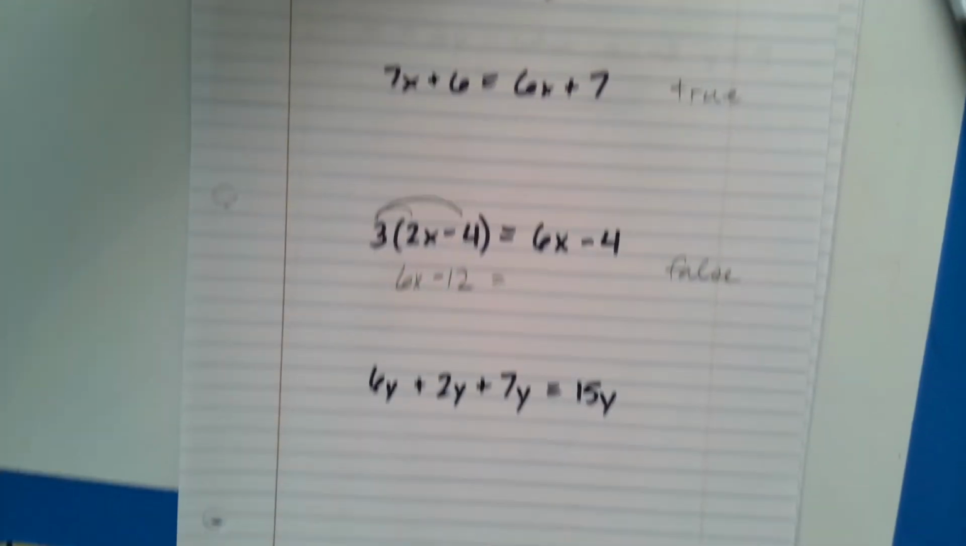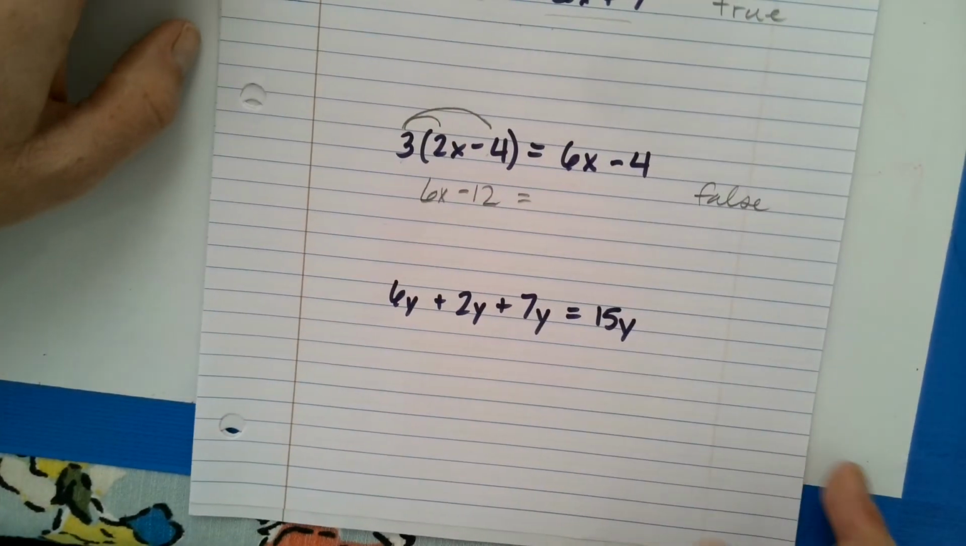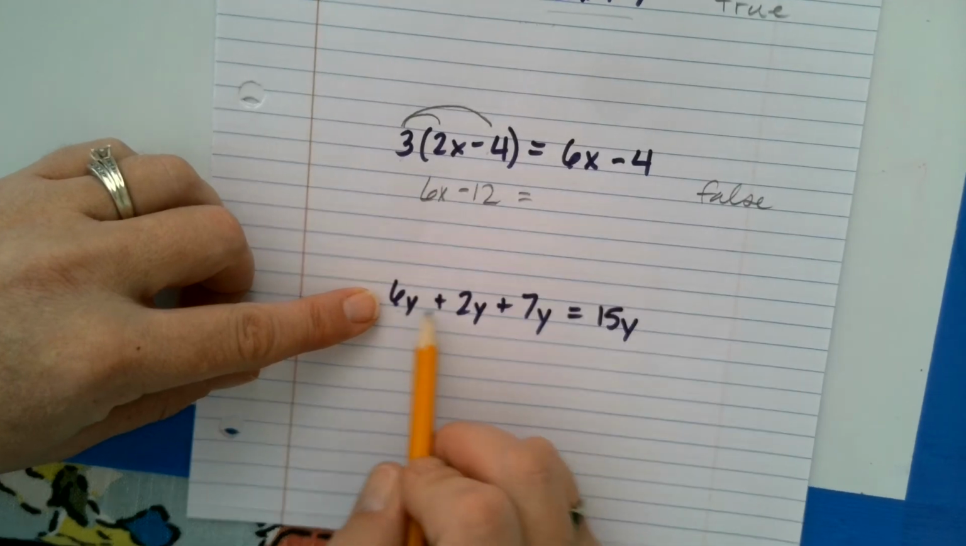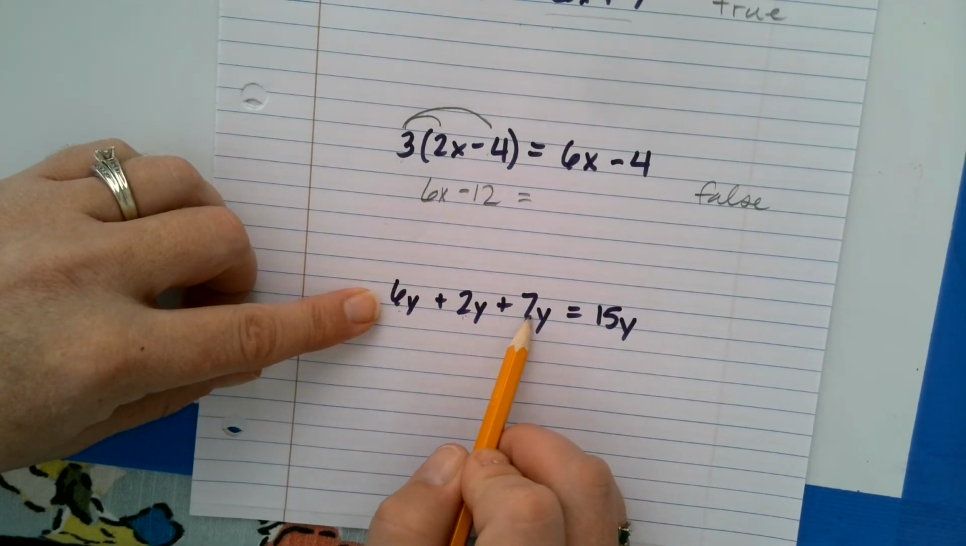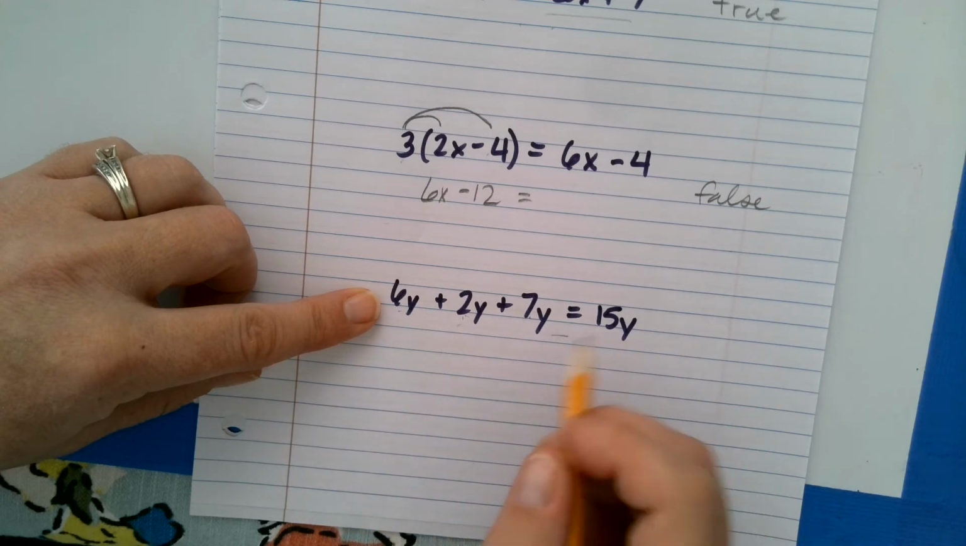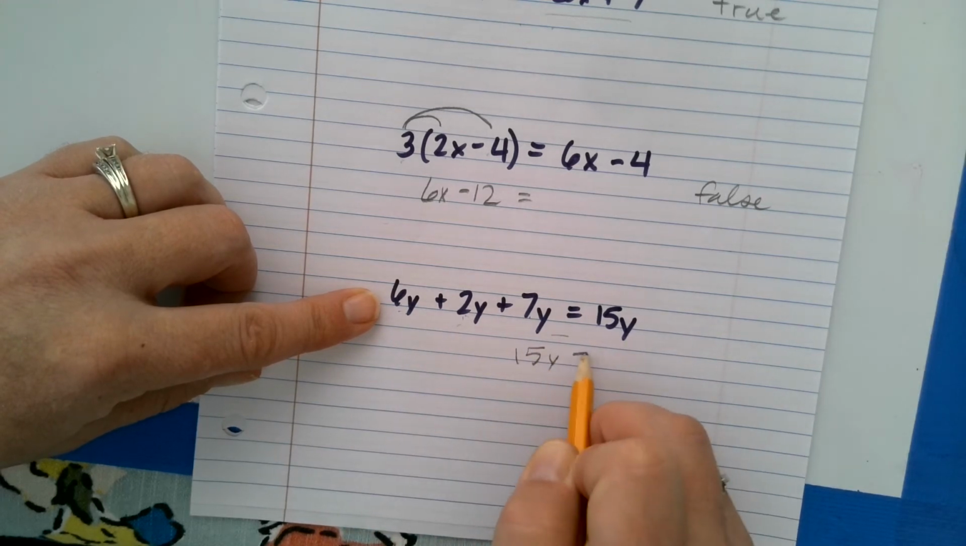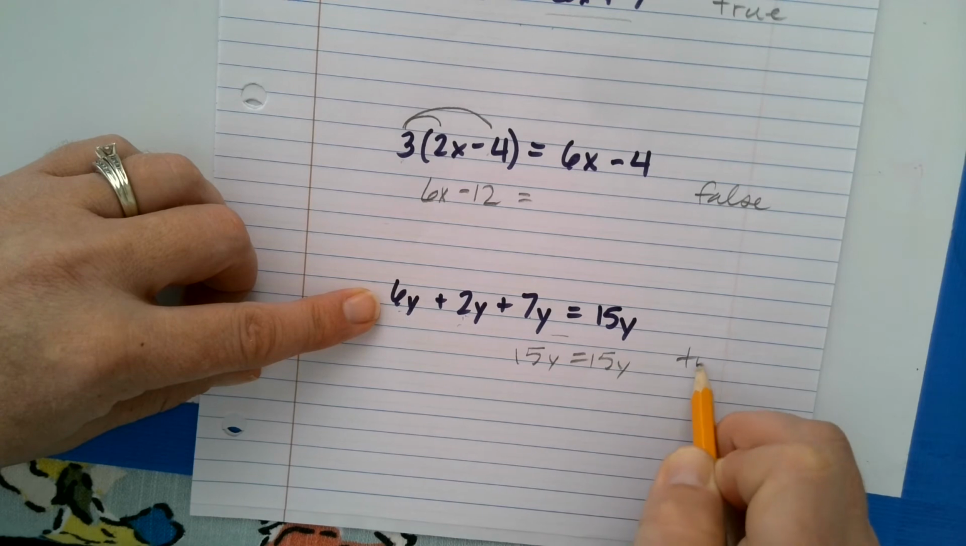All right, and the final one, we are going to have to add all of these together. So 6 plus 2 is 8, plus 7 is 15. They're all y's, so we can add them together, and it does equal 15y. So we would say that is true.